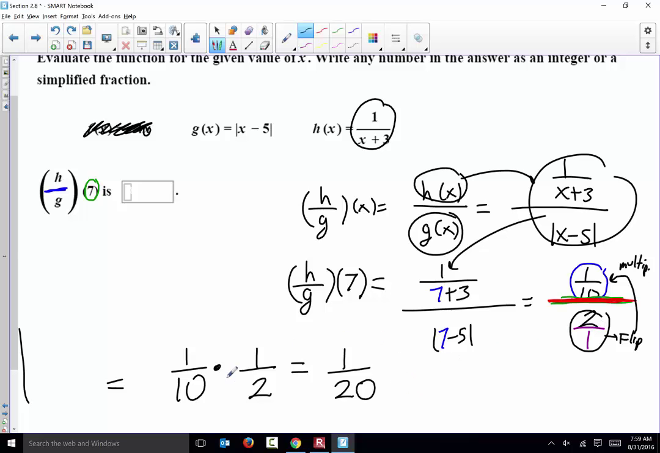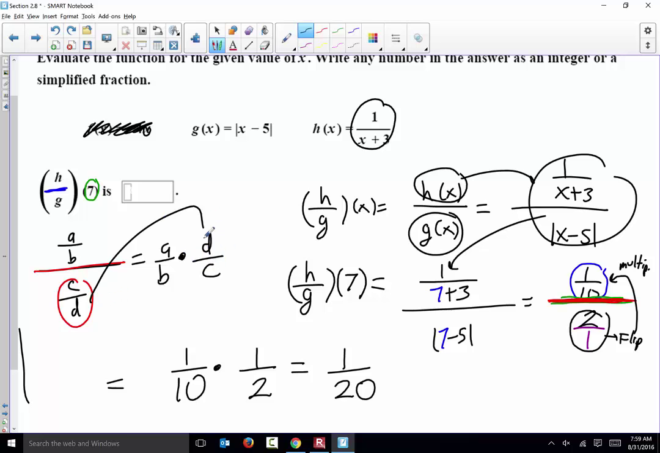That's the right way. Again, the rule I applied here is if you have a over b, c over d, a complex fraction like this, you flip the bottom and multiply with the top. So it's a over b times d over c. You flip this, okay? Okay? Did you know this? Good.